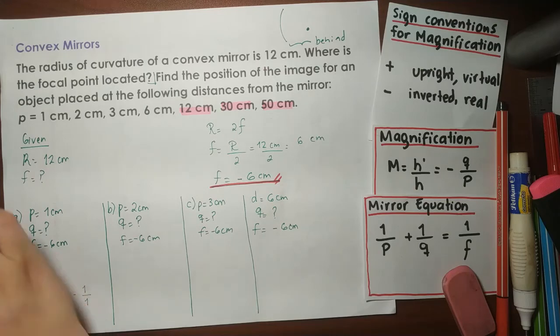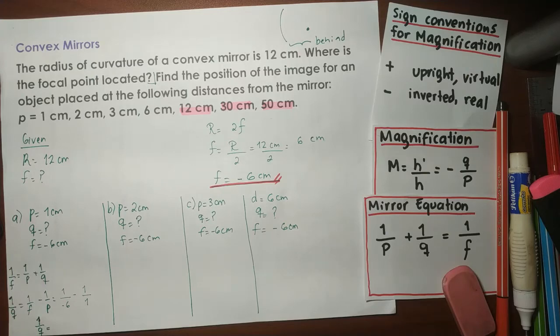Negative 1.17. Now we need to get the reciprocal on both sides, so Q is going to be equal to negative 0.86 centimeters.